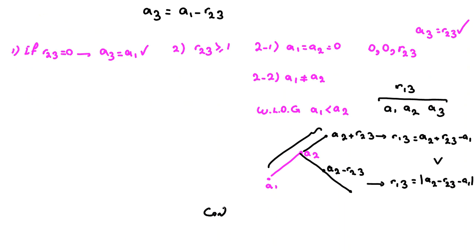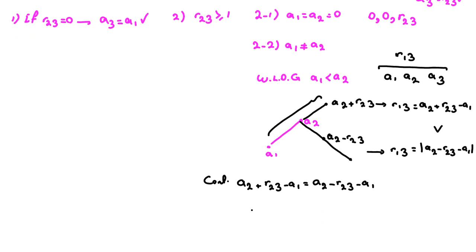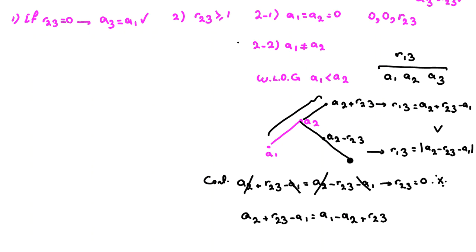Let's use contradiction. Suppose A2 plus R23 minus A1 equals this one. I consider two cases. Case one, if this one is greater than or equal to this one, it will be A2 minus R23 minus A1. Next case, if this one is greater, for example, it is this value: A1 minus A2 plus R23. So for this case, A2 and A1 will be cancelled, and R23 will be 0. That's a contradiction because we said it's greater than or equal to 1.